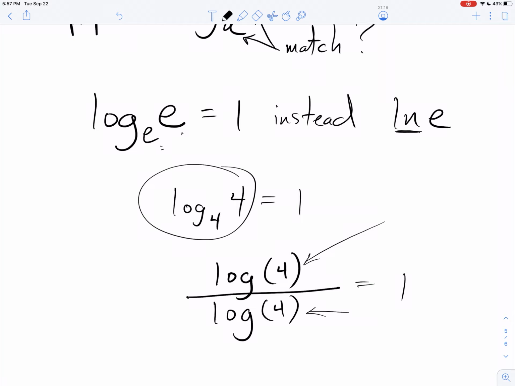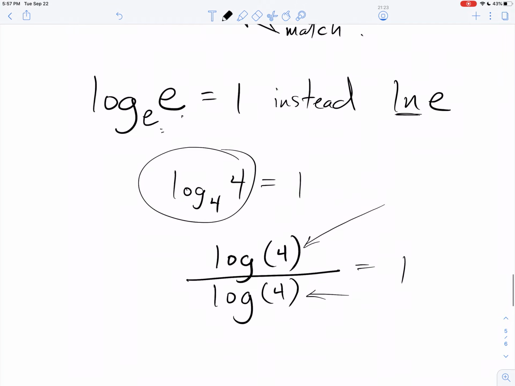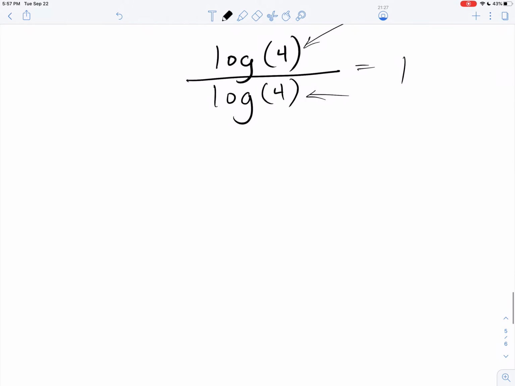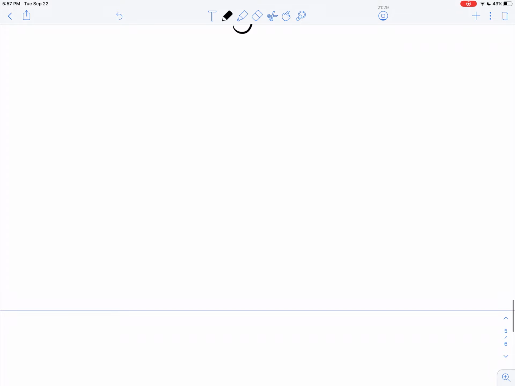So true. Now the next property looks gnarly, but it's super easy too. Let's take a look at it. This is the third property. And then there's only one more. There's 4 properties. The third property is this.